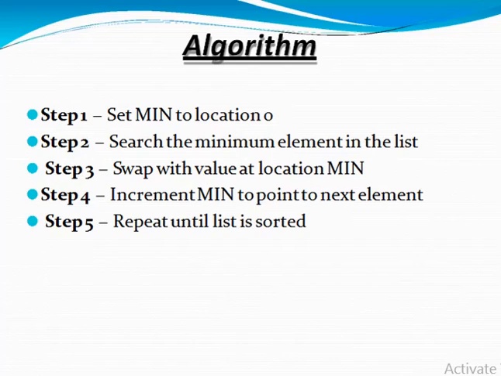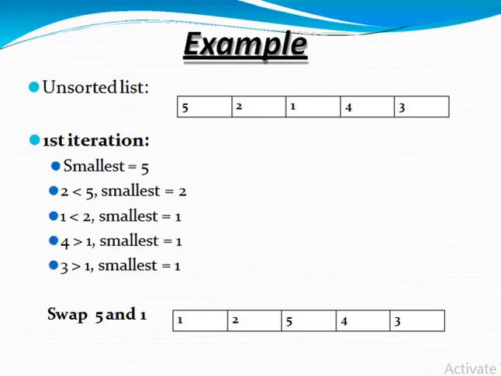If you find that your whole list is sorted, you have to stop the algorithm. With the help of a particular example, now I am going to explain how selection sort works. This is the complete unsorted list where 5, 2, 1, 4, 3 are given.